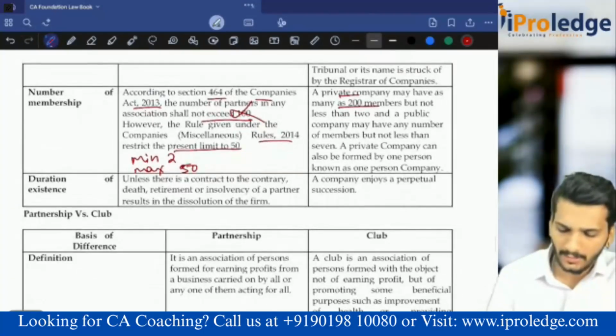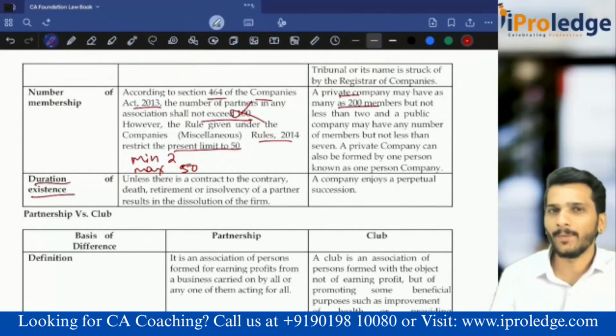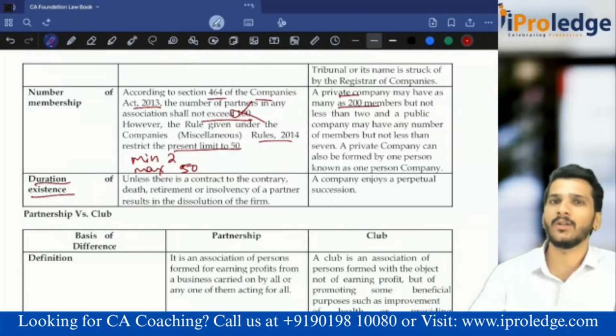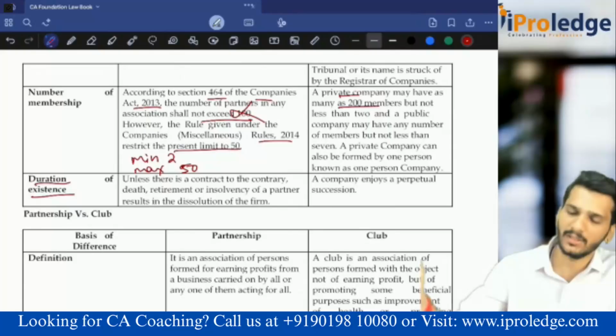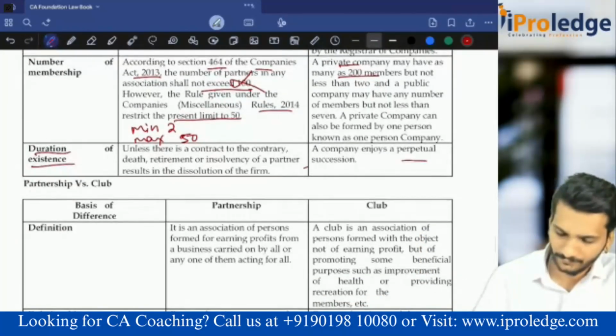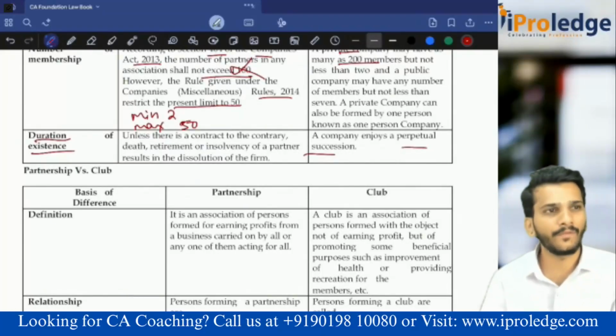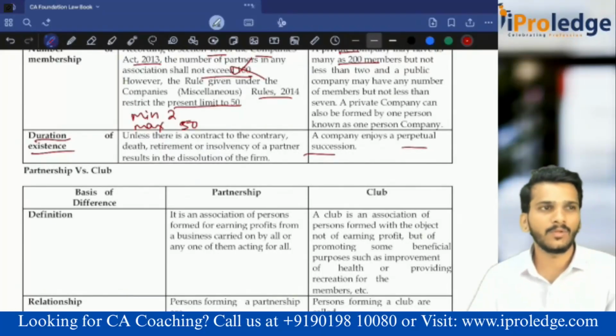And what is the duration of existence of a partnership firm? It depends on the partnership agreement. But in case of a company, it is perpetual succession. The existence can't be decided today or tomorrow. It is perpetual succession. If they want to cancel the partnership, they can do it, because registration is not compulsory. It is freely doable. That is the difference.